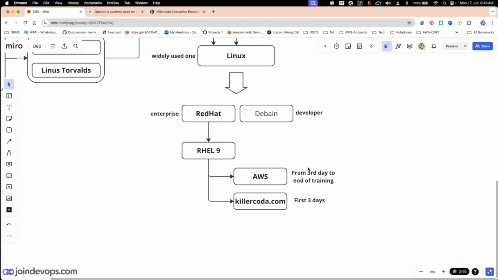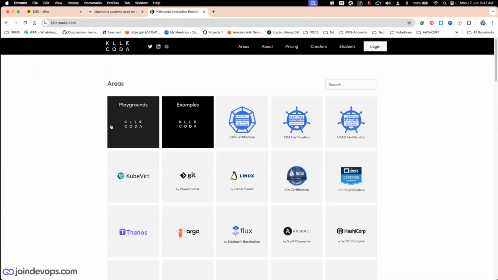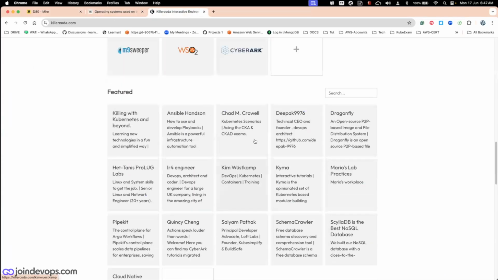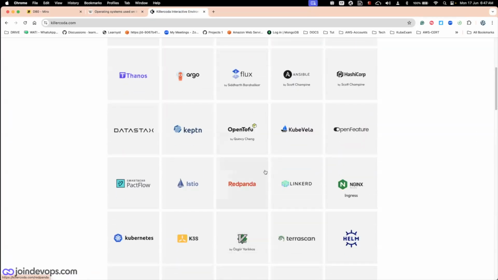So Killercoda is an implication of the Amazon AWS service which we are going to use. For the first 3 days you just get Linux from them. Okay, this one. Now this is Killercoda, and Killercoda offers different certifications, or rather certain certification platforms that people actually use over here.